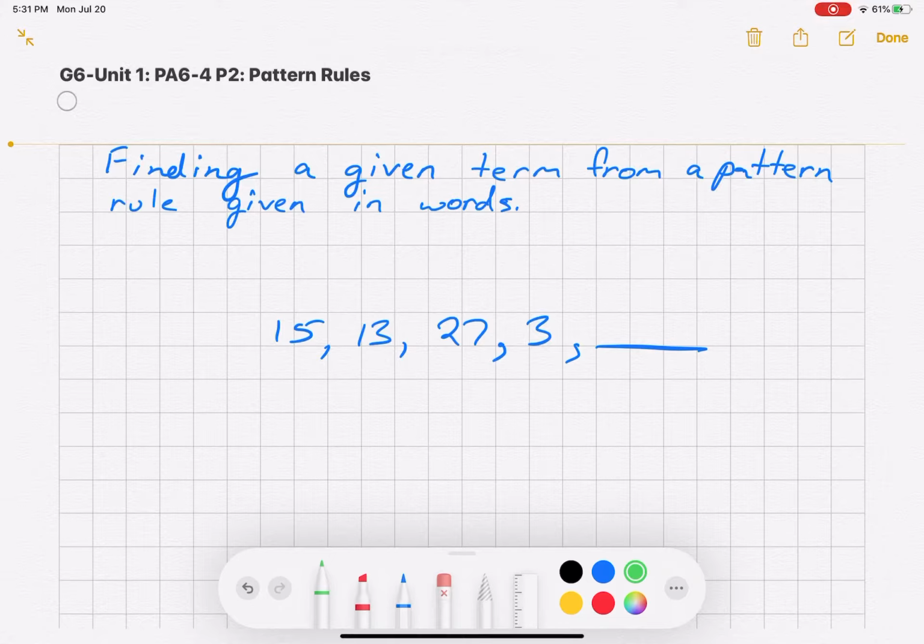So what is the fourth term in this sequence? Right, it's the 3. This is the fourth. What would the third term be? Right, 27 is the third. If we look at this pattern, are we able to figure out what the fifth term is?